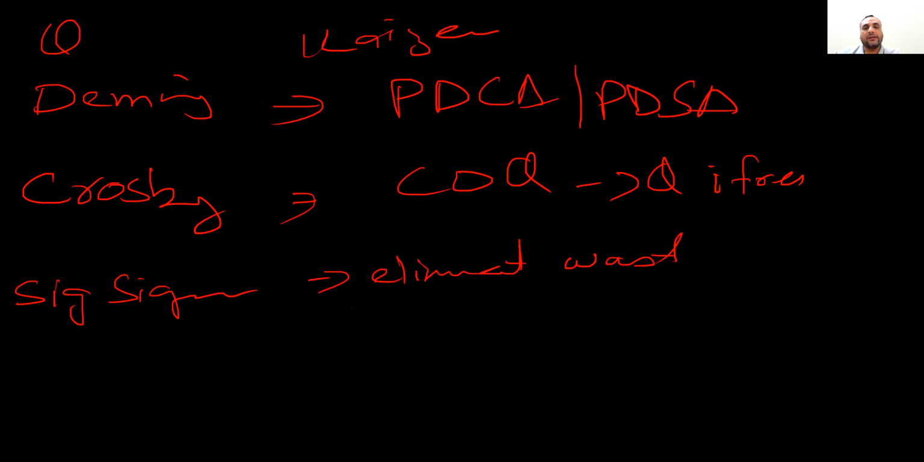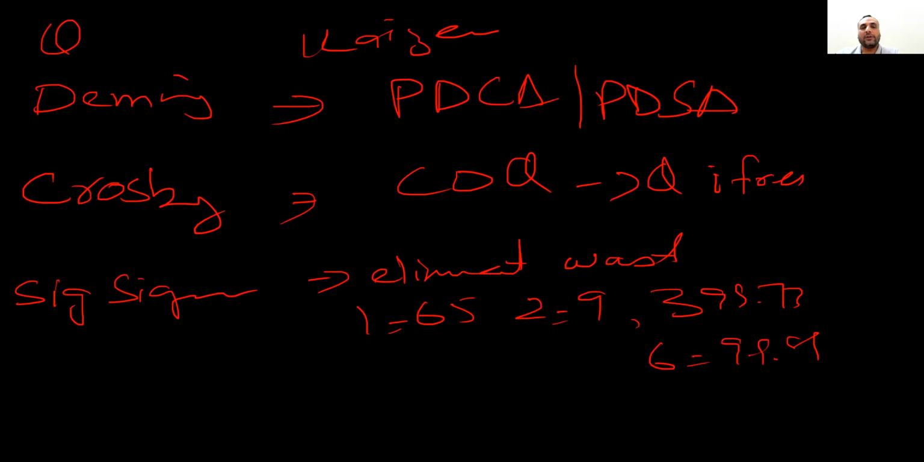waste, and it has Sigma 1, which is 65, Sigma 2, which is 95, Sigma 3 is 99.73, and Sigma 6 is 99.99 to eliminate the waste. So these are the main theories which will come in the exam for sure, and you need to find the answers.